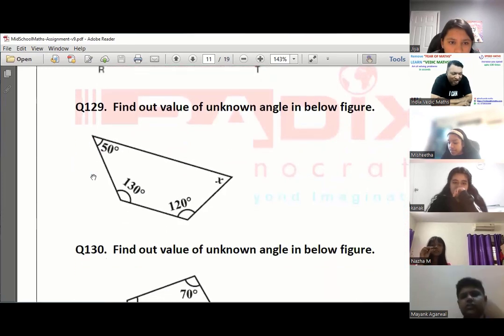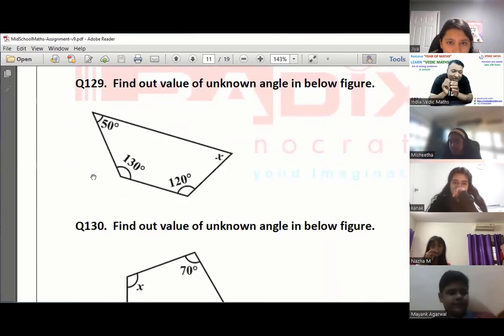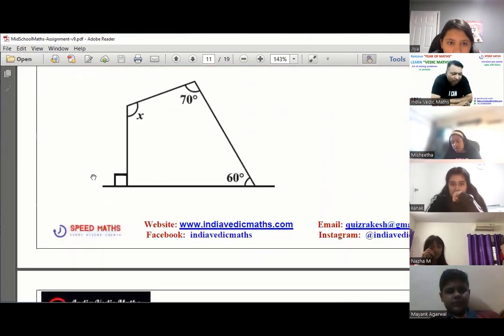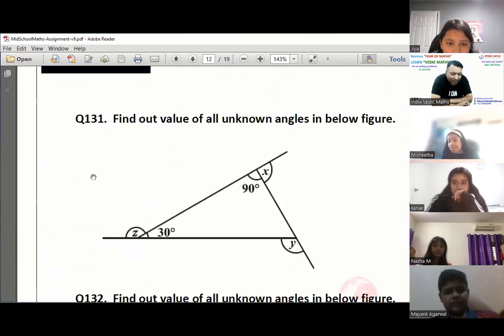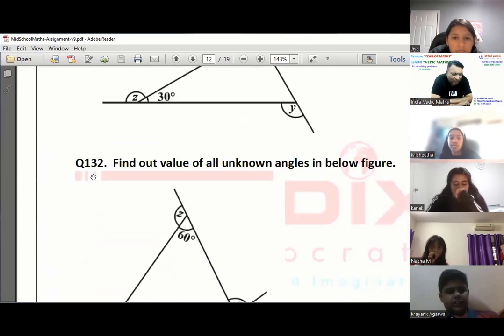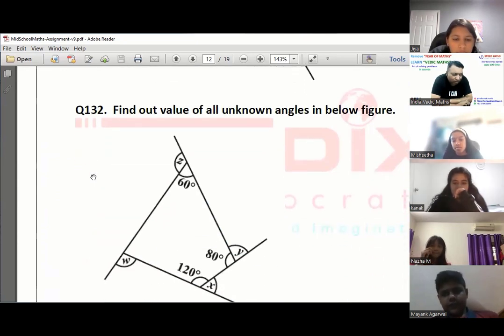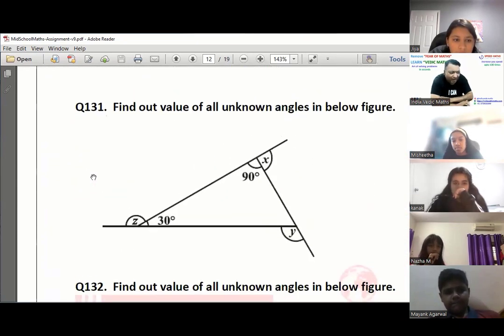Now, question number 129 onwards are solving type of questions. Tell me 129, 130, 131. Any doubt, anyone? I think the doubt will happen after 132, right? Tell me, sir, 130. 131: find out the value of the angle. Now, how to do it, guys?